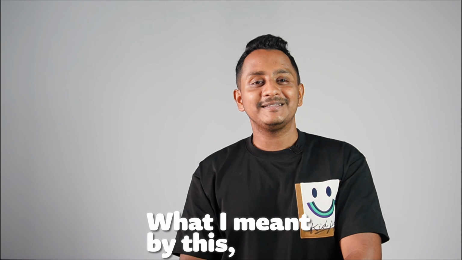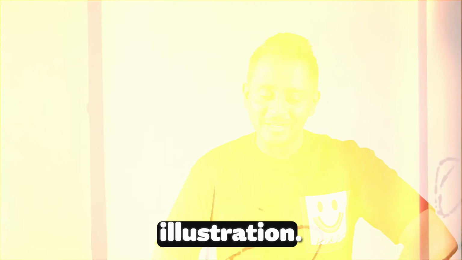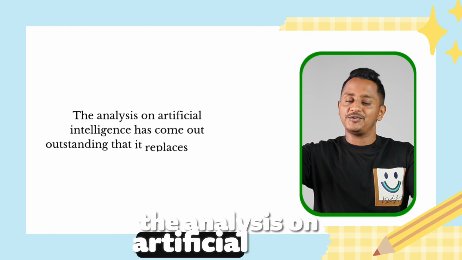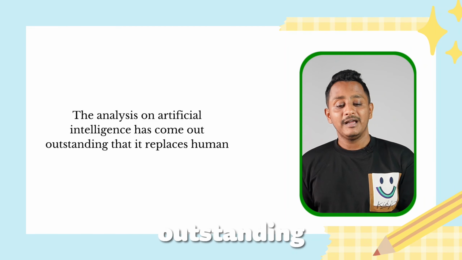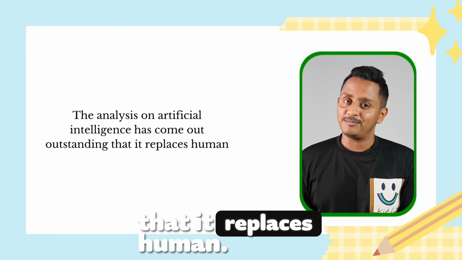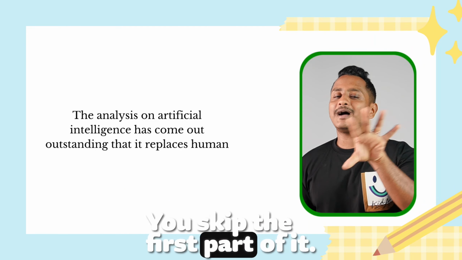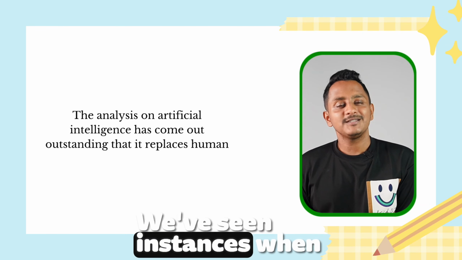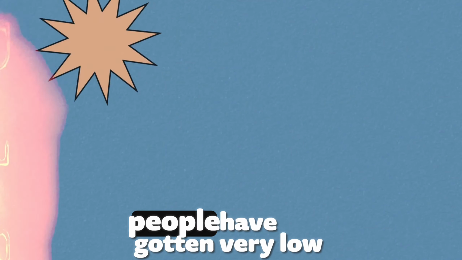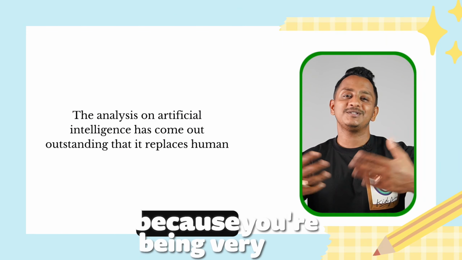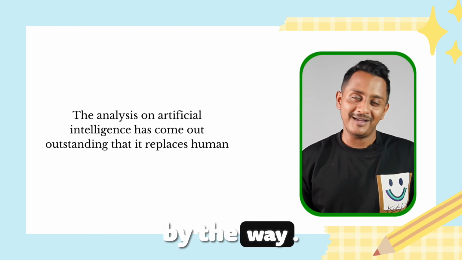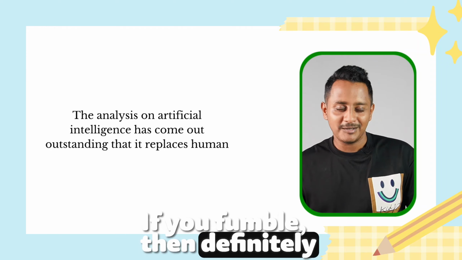What I meant by this, let me show you with a small illustration. This is the question: the analysis on artificial intelligence has come out outstanding that it replaces human, and you end up saying, intelligence come out outstanding that it replaces human. You skip the first part of it. We've seen instances when we skip the first part, people have gotten very low listening score. Speaking is still a good score because you're being very fluent. If you're fluent, by the way. If you fumble, then definitely marks will go down.